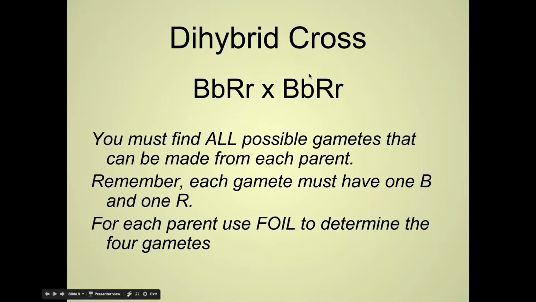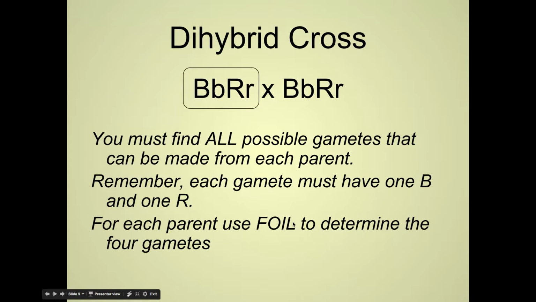So the way we're going to do this is we're going to take a look at our 2 parents, and we're going to figure out all the possible gametes that can be made from each parent. What's important to note is that each gamete will have 1 B and 1 R. So everything outside our box will just be 1 B and 1 R. And you'll see how this works in a second. We're going to use a little system called FOIL to determine what the 4 gametes are. So what I'm going to do is I'm just going to start off with 1 parent. Let's pick mom here. I'm going to run through this process for mom. Remember, you have to run through it for both parents. So you have to determine the gametes for both parents.